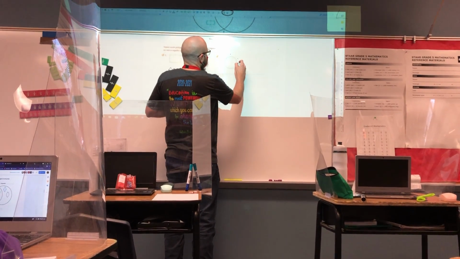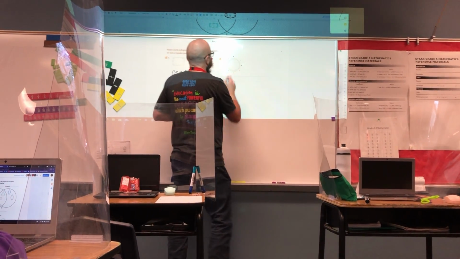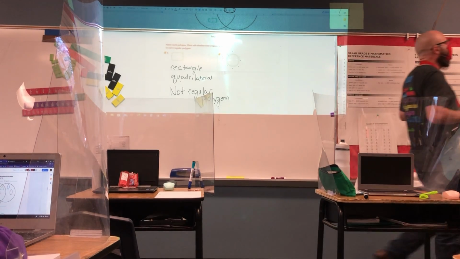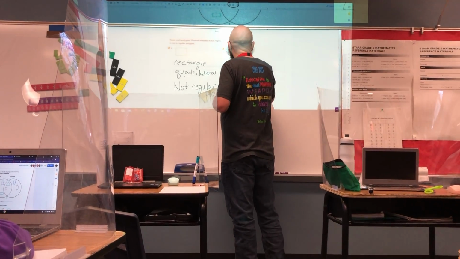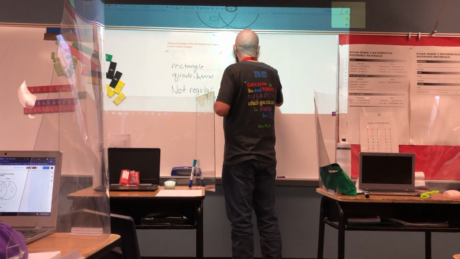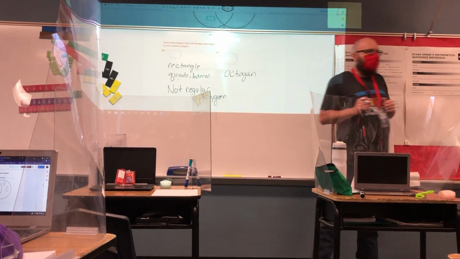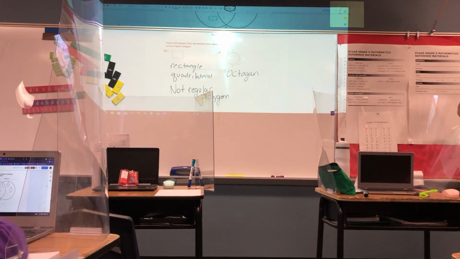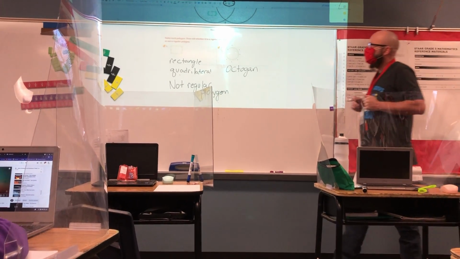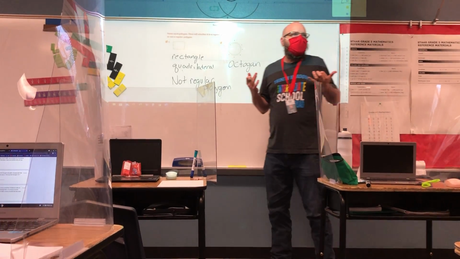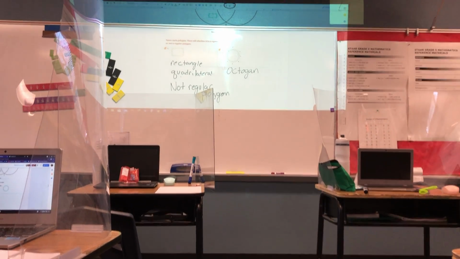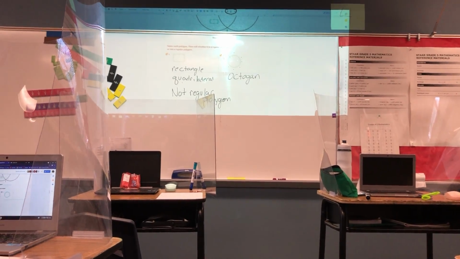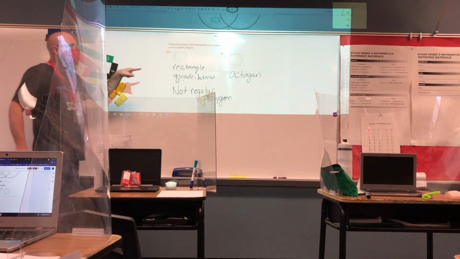1, 2, 3, 4, 5, 6, 7, 8. 8 sides. So it's called a what? Octagon. Regular polygon or not a regular polygon, Addison? Number 2, is it a regular polygon or not a regular polygon?